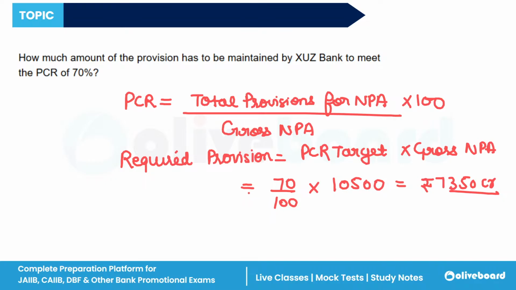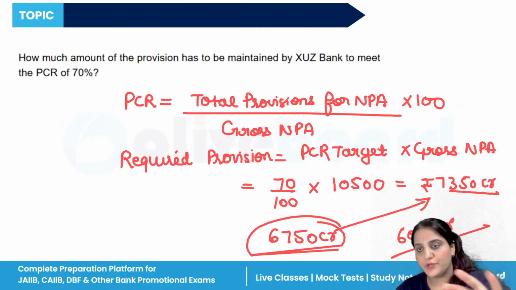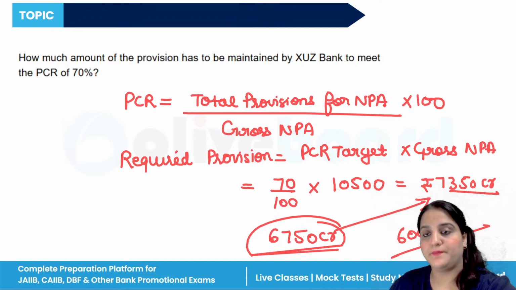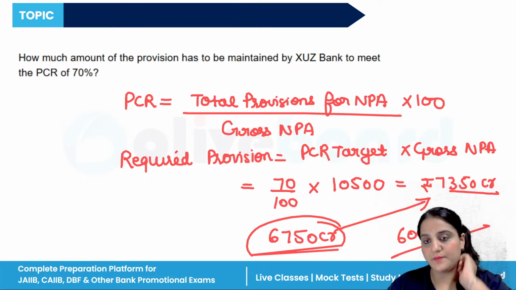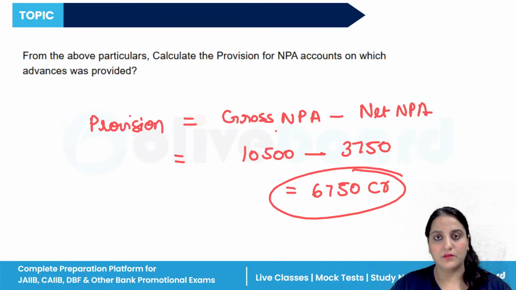So existing provisions we already calculated are 6,750 crore. So we have to meet the shortfall of 600 crore. We have to deduct this amount from this 7,350 crore. So we got here 600 crore as the shortfall in maintaining the provision. Got it? I think.